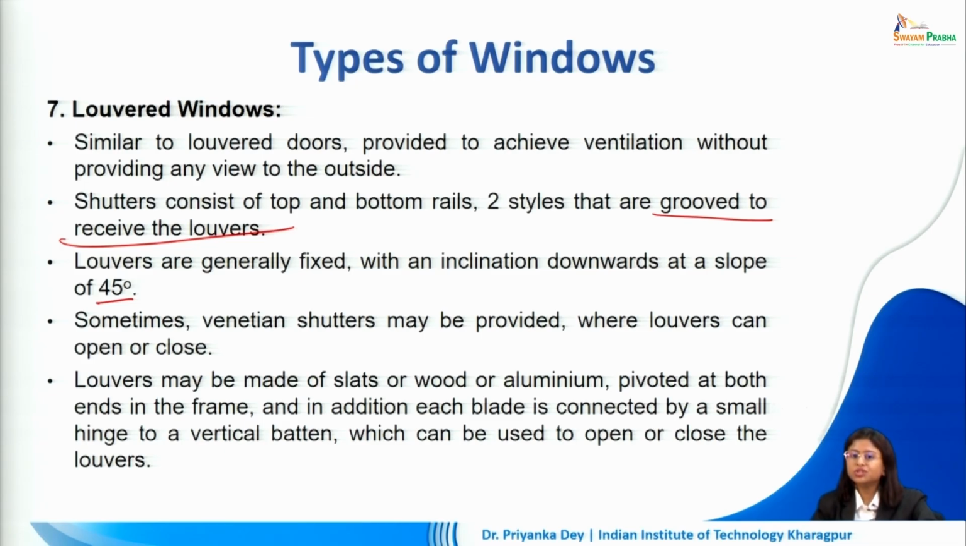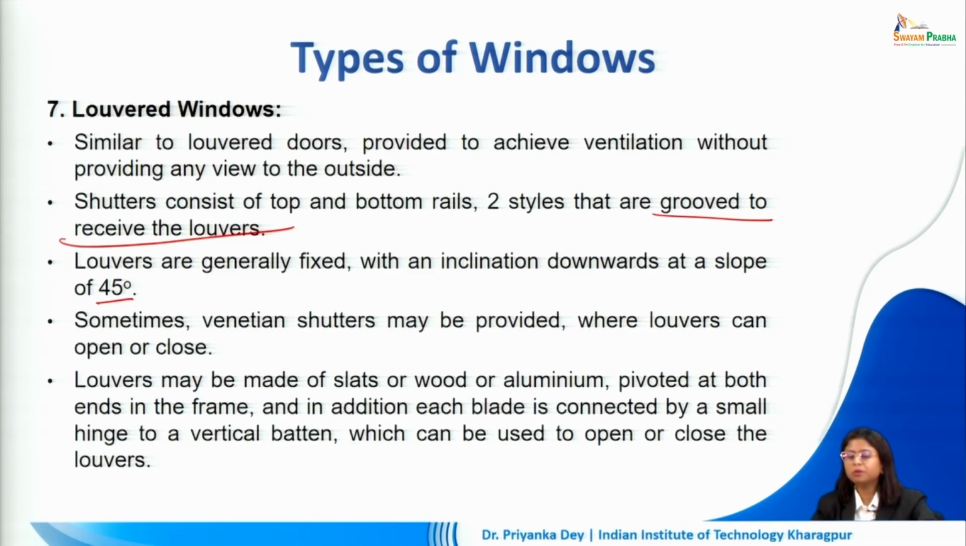Sometimes Venetian shutters may also be provided. In this case the louvers can be opened or closed. So for that we actually need a vertical member which is in the form of a batten, which is connected to all the louvers, and it allows us to vertically move the position or change the angle of these louvers.